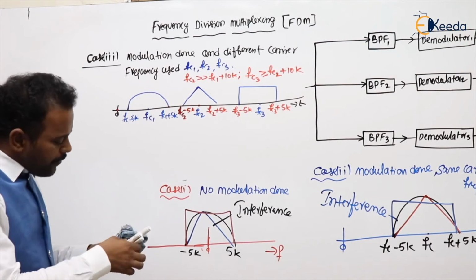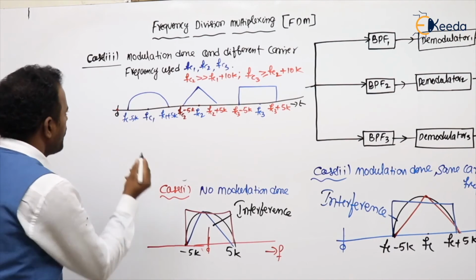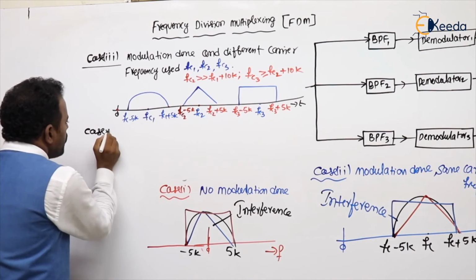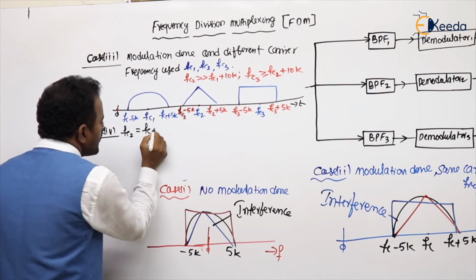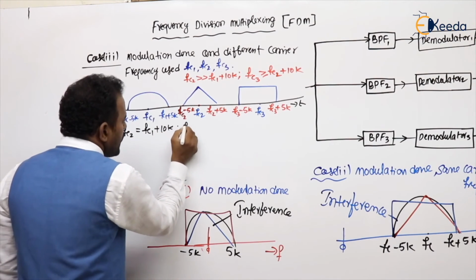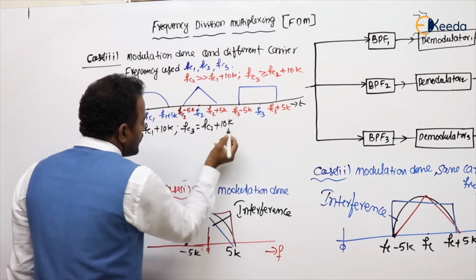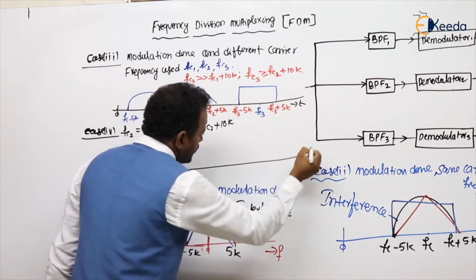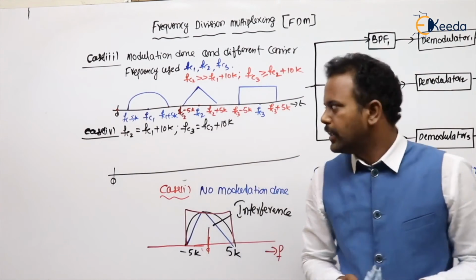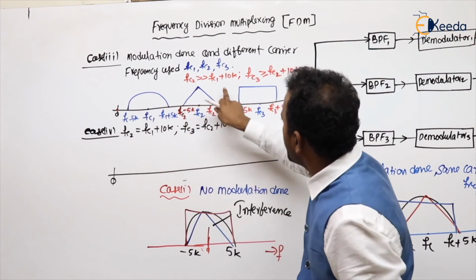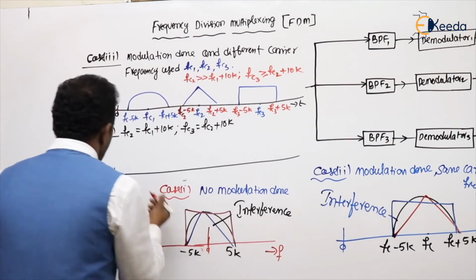And now, I will take the fourth case also for our reference to analyzing the final. What I am doing in case 4, I am taking FC2 exactly FC1 plus 10K and FC3 value is FC2 plus 10K. Then I am drawing the spectrum. If I take the frequency components like that, is there any gap available, sir? No gap, sir.